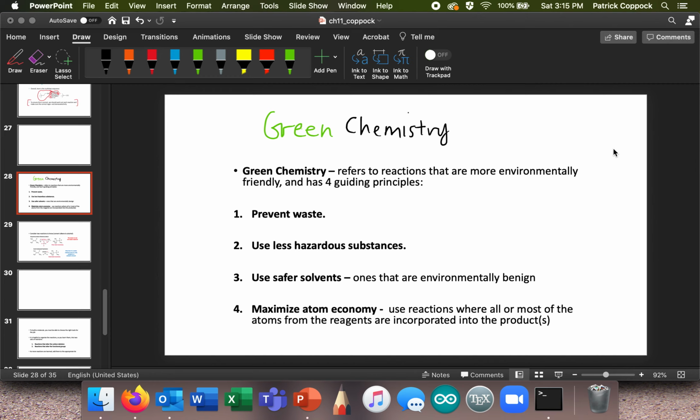Okay, so green chemistry is a term that refers to setting up reactions such that they are more environmentally friendly. There are four principles of green chemistry. You're not going to be tested on this. You just want to know about it. And they're sort of intuitive, right?